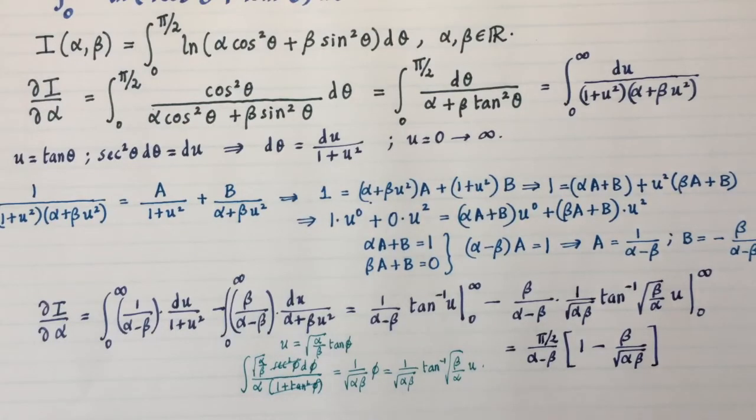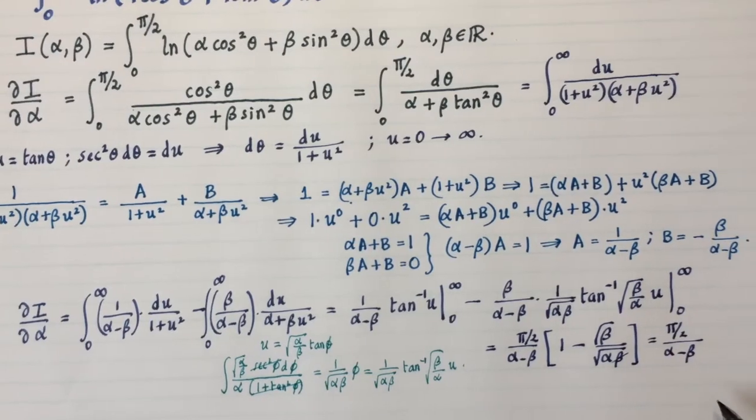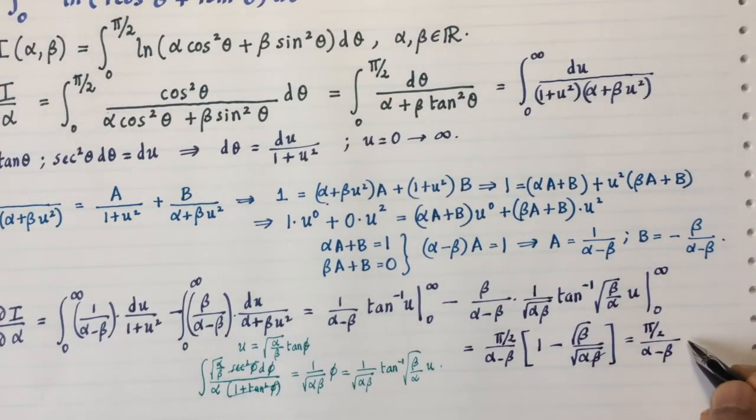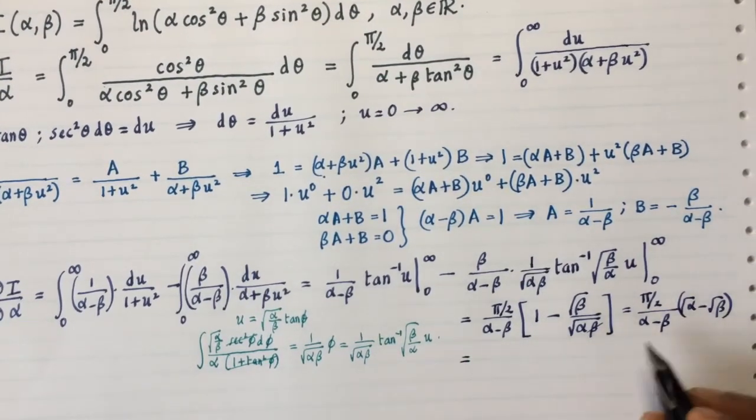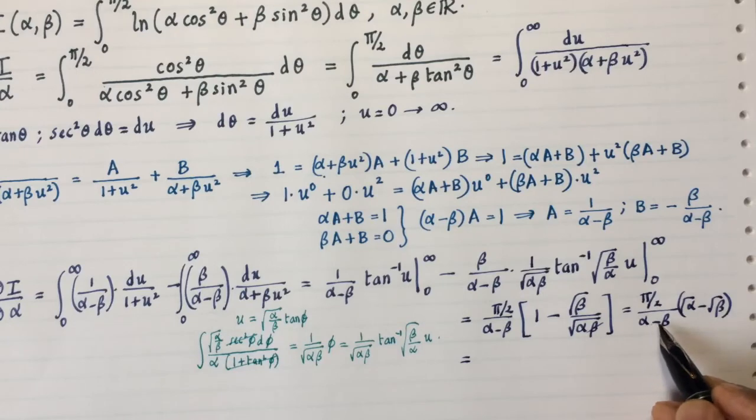Well, that's interesting because one of the betas cancels out and I get root over there. So that's going to be pi over 2 divided by alpha minus beta times root alpha minus root beta. There's one more thing you can do with this to make it look a little cuter. Alpha minus beta can be thought of as root alpha minus root beta, root alpha squared.